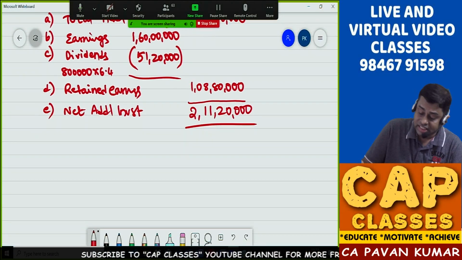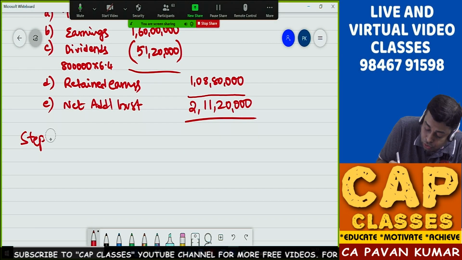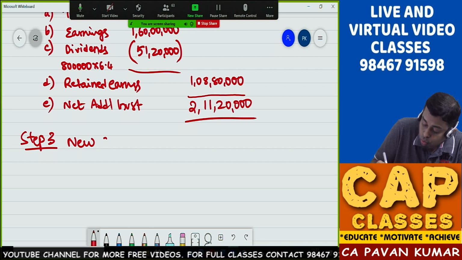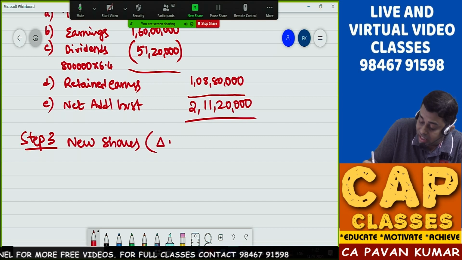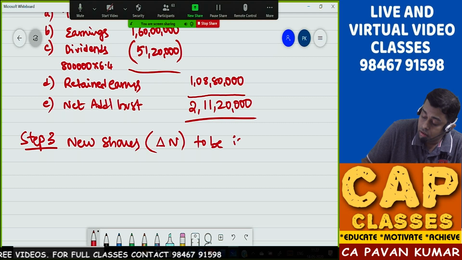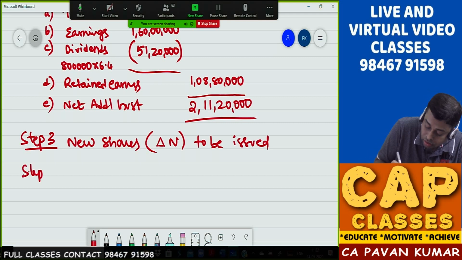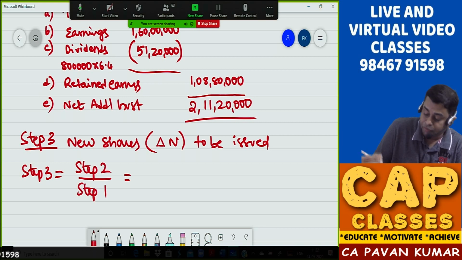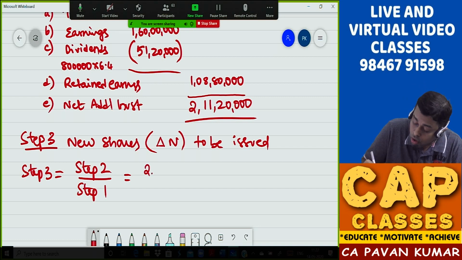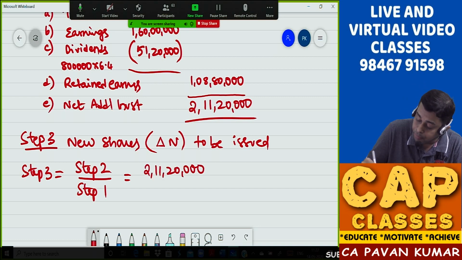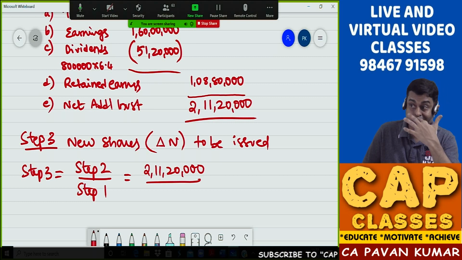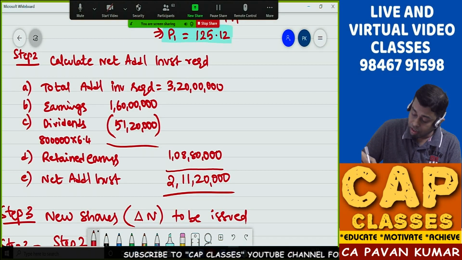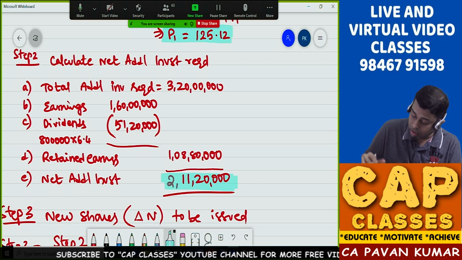Okay. Now step 3 is how many new shares to be issued. Step 3 is new shares. We represent this with delta n to be issued. I told you step 3 is equal to step 2, what is step 2? How much I want, divided by step 1. What is step 1? At what price we can issue shares. So 2 crore 11 lakhs 20,000 divided by what is your step 1? In step 1 did you get 125 something? Yeah, 125.12.